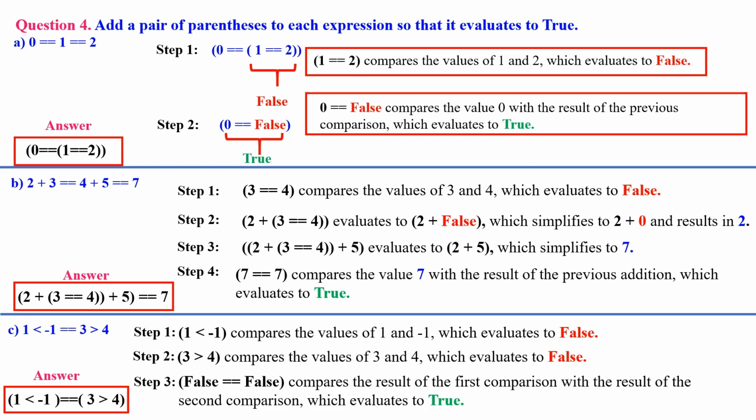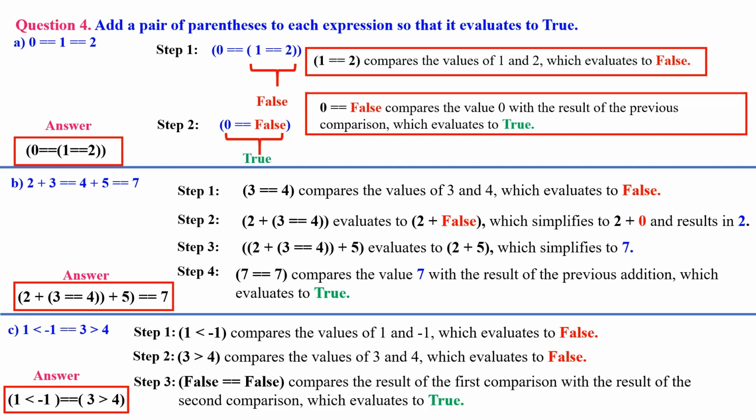Here's the breakdown of the expression. Step 1, 3 equal to 4 compares the values of 3 and 4, which evaluates to false. Step 2. 2 plus 3 equal to 4 evaluates to 2 plus false, which simplifies to 2 plus 0 and results in 2. Step 3.